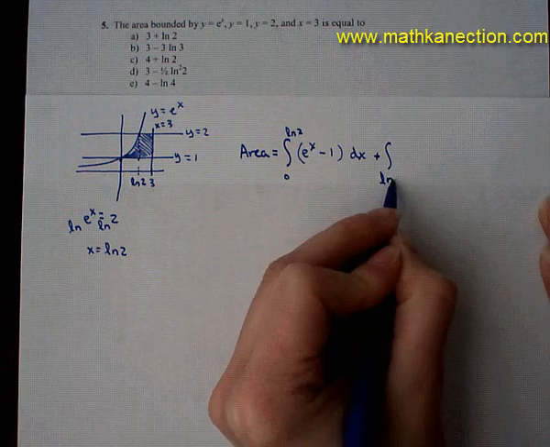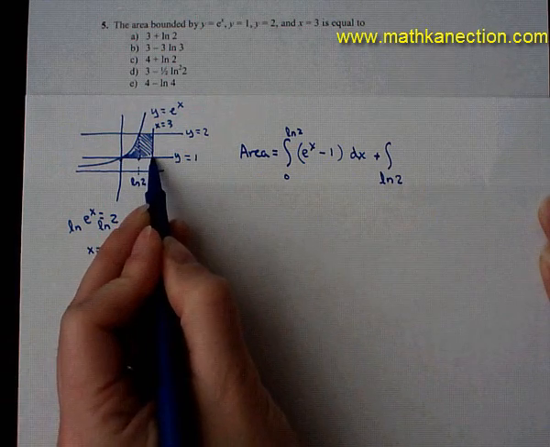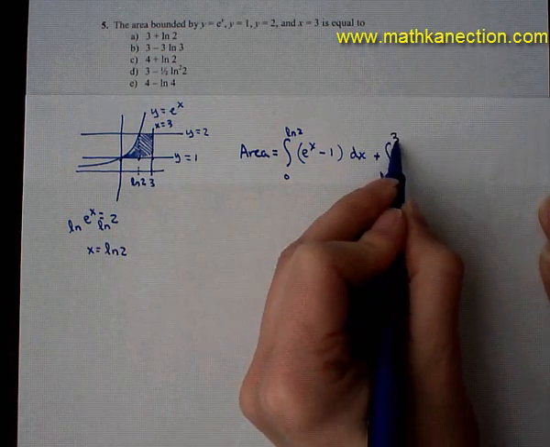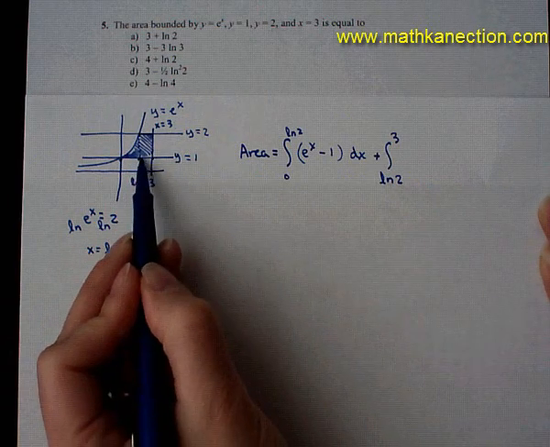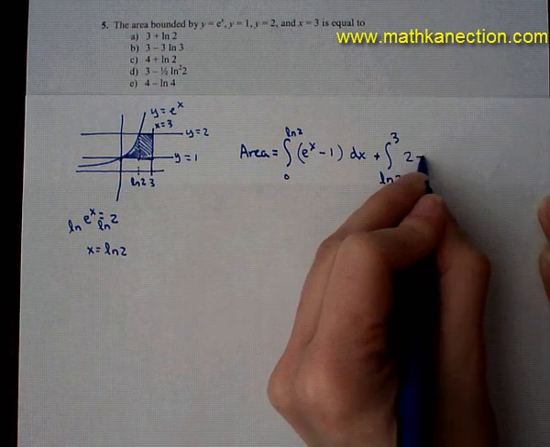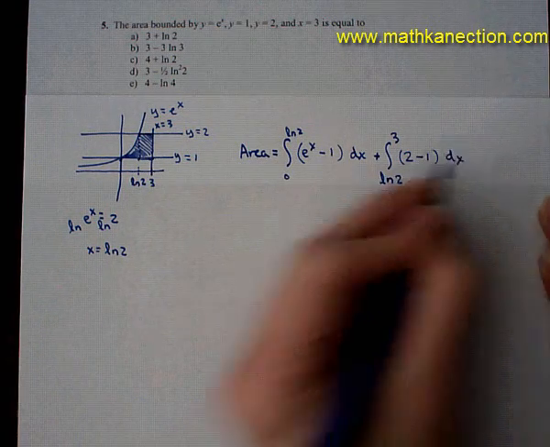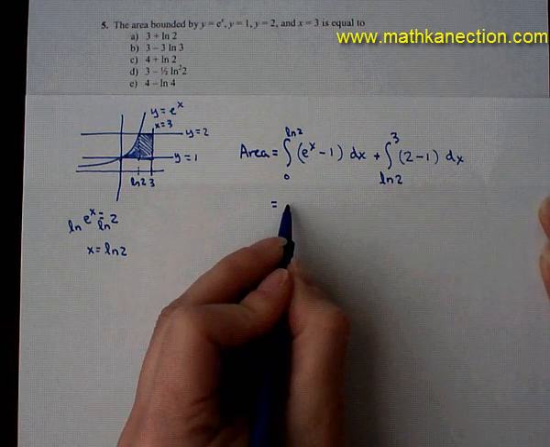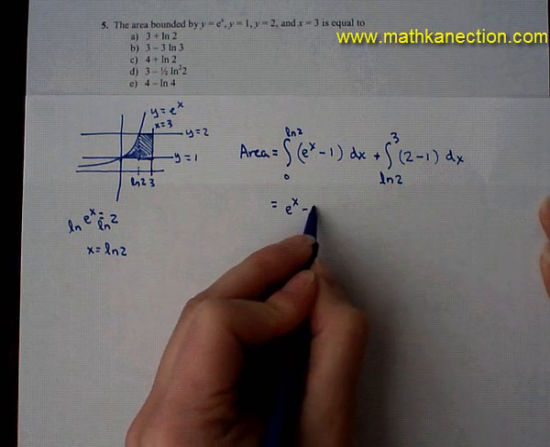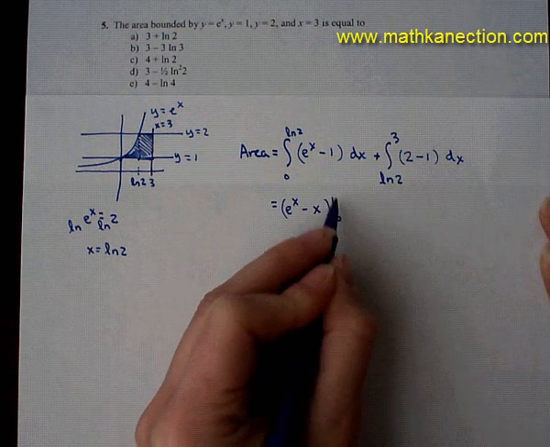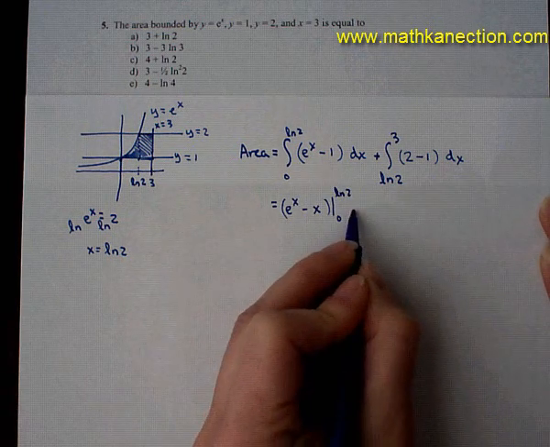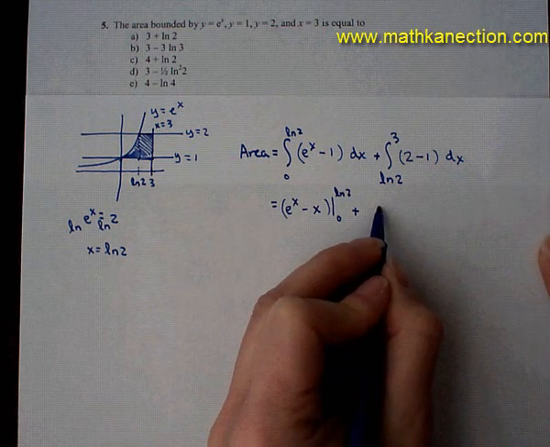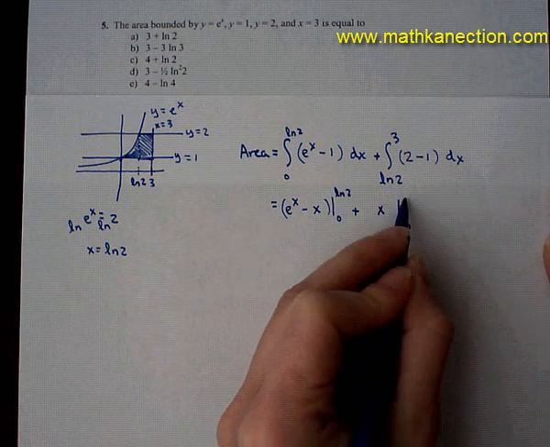Then from the natural log of 2 until 3, we're looking for the area from 2 to 1. So we'll anti-derive e to the x to get e to the x and 1 to get minus x, from 0 to the natural log of 2. 2 minus 1 makes 1, so the antiderivative will be x from natural log of 2 till 3.